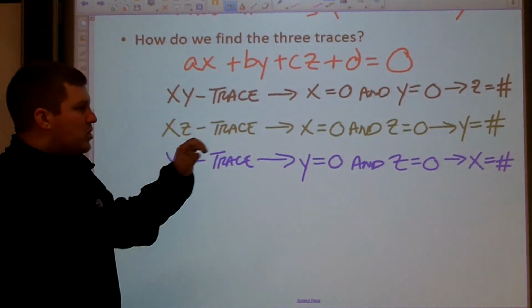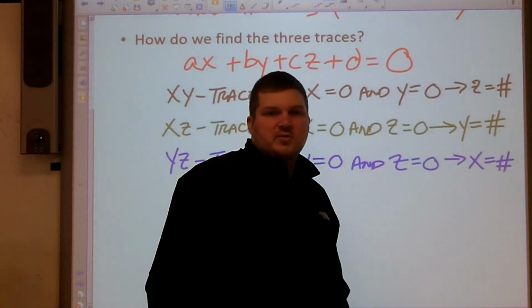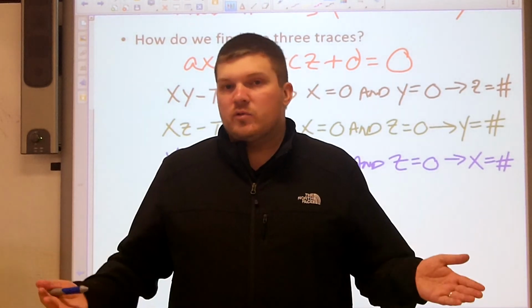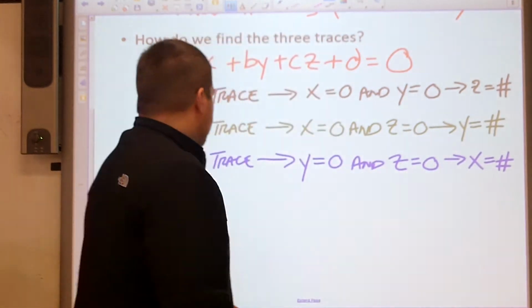This is super important. Once you have all three of these numbers, all three of these intercepts, we're just going to draw a little triangle that represents our plane, and then we're done. It's that simple. Okay, so let's actually do that.